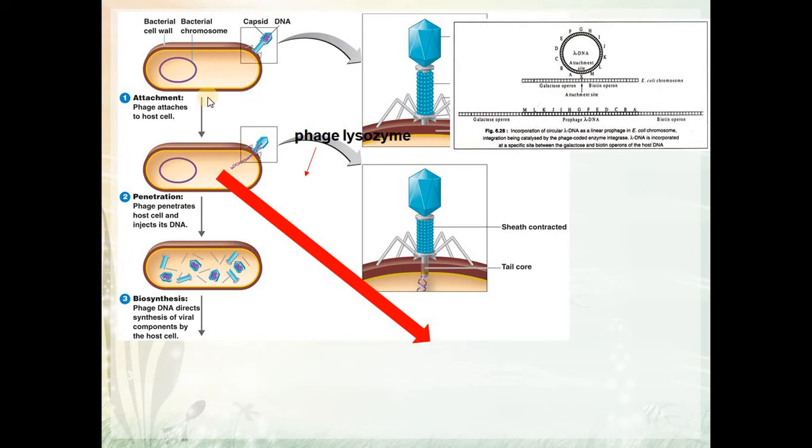Now, even though this is a very good representation, I don't like it because there is a huge thing that is missing. Between stages number 2 and 3, there is a huge chapter that is missing in this picture, which is extremely important, and that is this picture right here. This circle, that's the viral DNA.